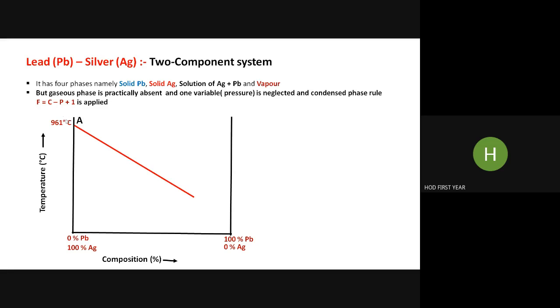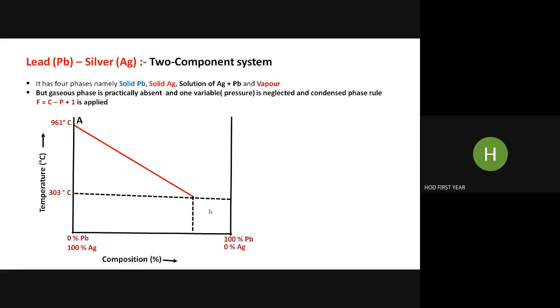Temperature असं वाढतंय. ठीक आहे? So initially I have at a point A, which is 961 degrees Celsius, the melting point of silver. When I start adding lead, आता ह्या लाईन वरती आपण कसं lead add करत चाललोय इकडे. Okay, 1%, 2%, 3% add करत चाललोय. So when I keep adding lead into silver, the melting point, which was 961, is decreasing. You can easily see it decreasing. Up to what point? Up to 303. Up to 303 only. Okay.